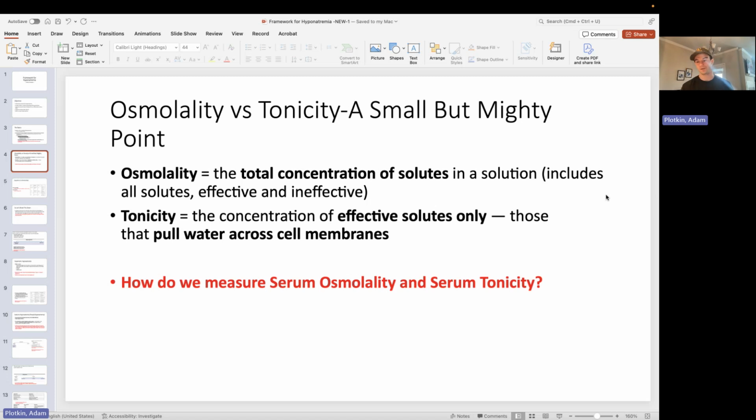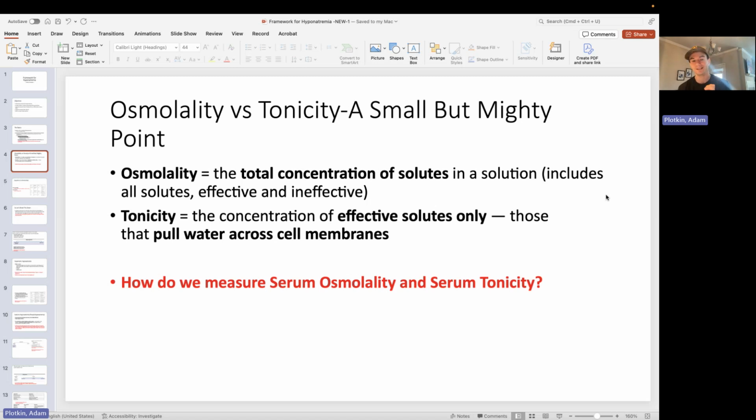So what is an effective or ineffective solute? An ineffective solute is a solute that is permeable across membranes. So that's something like urea. Urea is freely permeable across membranes, whereas an effective solute is only permeable in certain situations. So that's things like sodium, when it's got its sodium potassium ATPases activated, and things like glucose, where it's got insulin that drives it into cells, or it uses secondary active transport via sodium, right? So sodium and glucose would be great examples of effective solutes. Urea would be a great example of an ineffective solute.